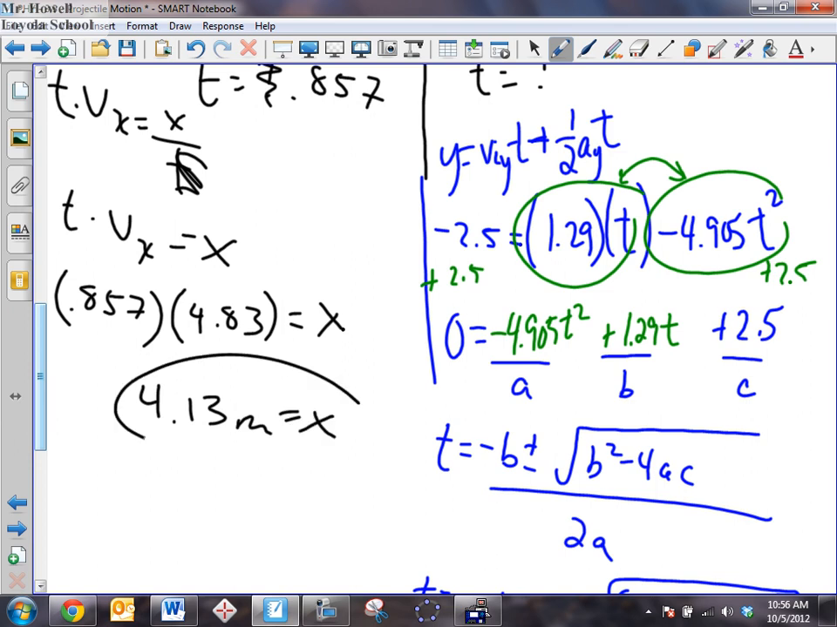Does Tom Cruise survive? Yeah. He does, because the gap was how much? So he just makes it by 0.13 meters. And he just makes it.